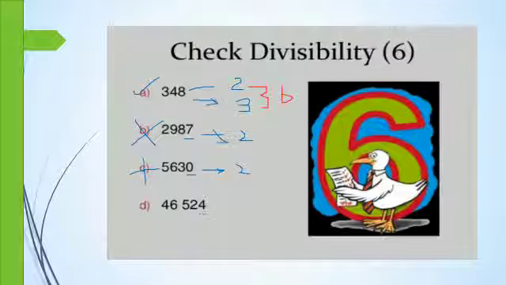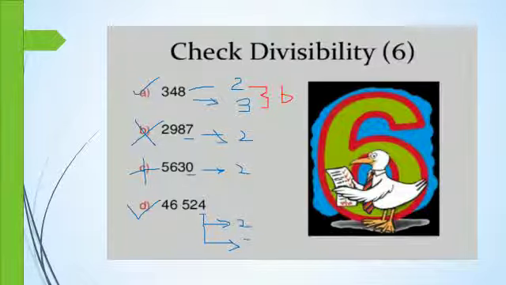Here the last digit is a 4, so it means it is divisible by 2. Now we will check the divisibility test of 3. For that purpose we will add all these digits. 4 plus 6 is 10, 10 plus 5 is 15, 15 plus 6 is 21. As 21 is a multiple of 3, it means it is divisible by 3. So as it is divisible by 2 and 3 both, it is divisible by 6 also.